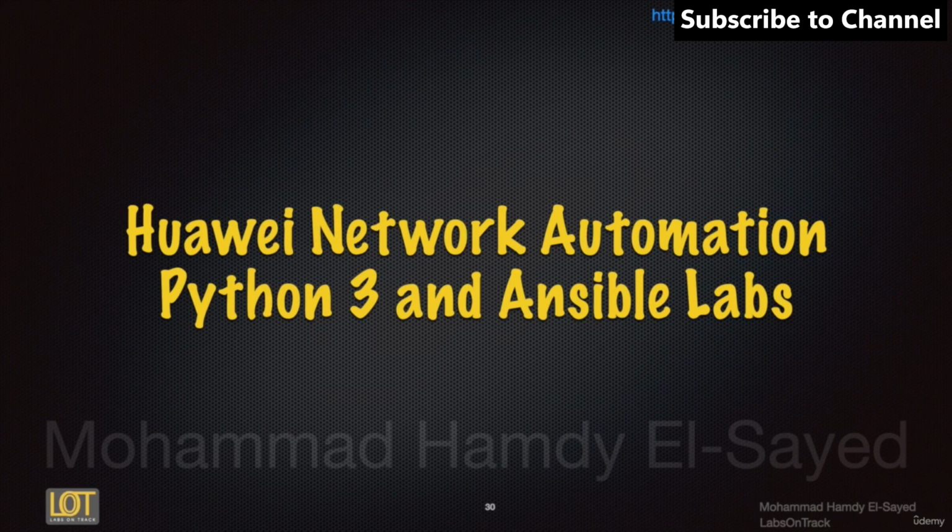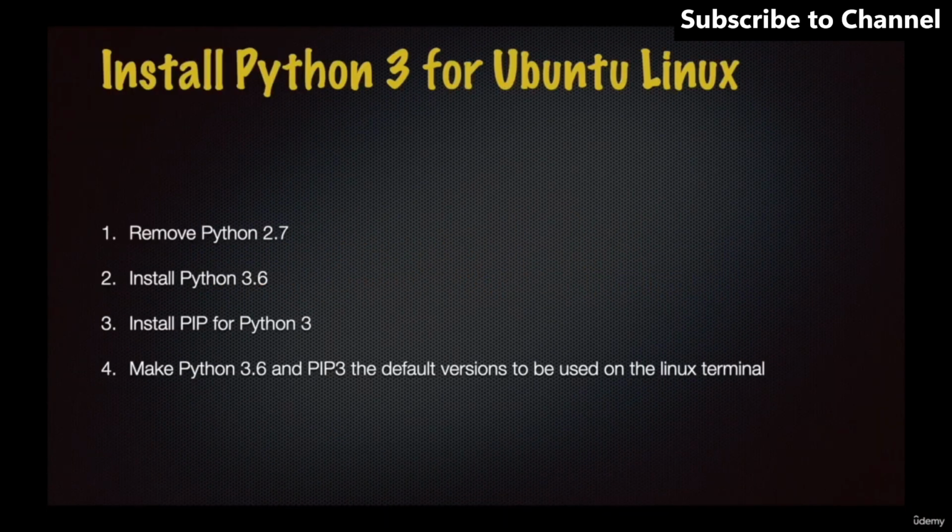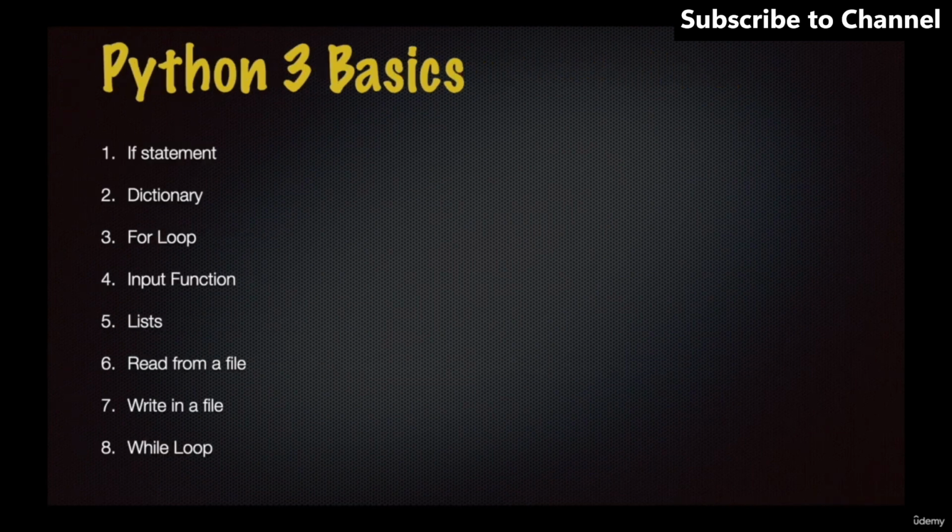Next course to complete the topic for network programmability and automation for Huawei Datacom products is Huawei Network Automation, Python 3 and Ansible Labs. We will start our course by installing Python 3 for Ubuntu Linux. Python 3 basics are important to be able to build automated scripts with Python 3.